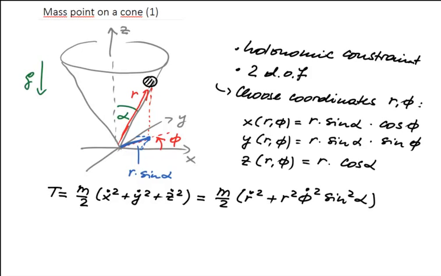Next we come to the potential energy in the gravitational field. In Cartesian coordinates, this is very simple. It's mass times gravitational acceleration times the z coordinate, the vertical coordinate. And here you see immediately when we insert the transformation law that this is equal to m g r times the cosine of the opening angle.